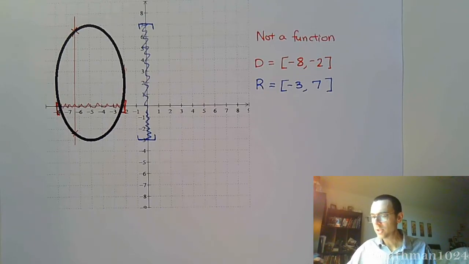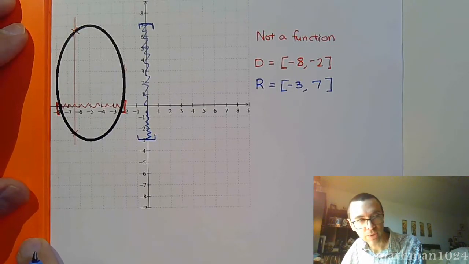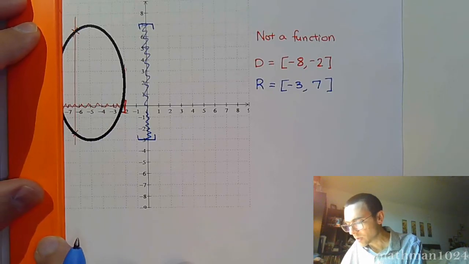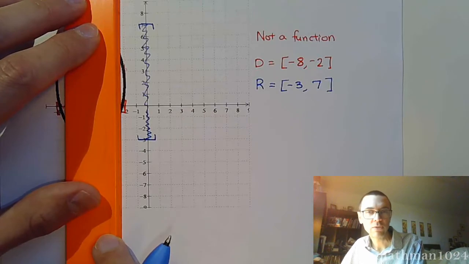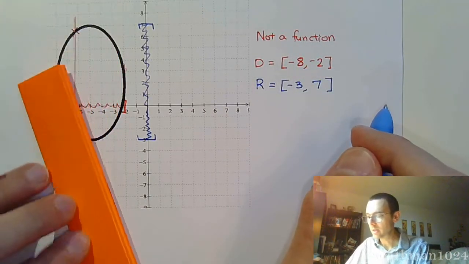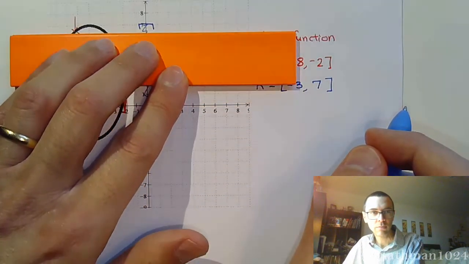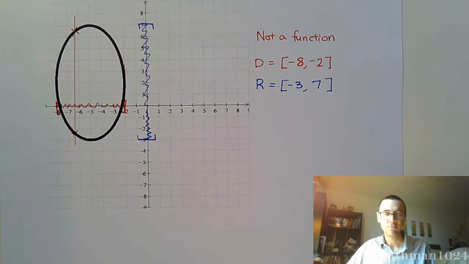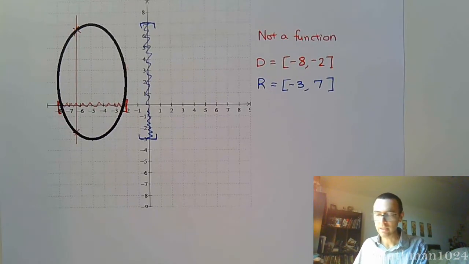Think about it as if we were taking our ruler here. We have nothing until we get to an x value of -8. And so from -8, we have a picture. We have a picture until we get to -2, and that's where we stop. So from -8 to -2 for the domain, from -3 up to 7 for the range. And that's how we do it. It doesn't need to be complicated because it's not complicated.